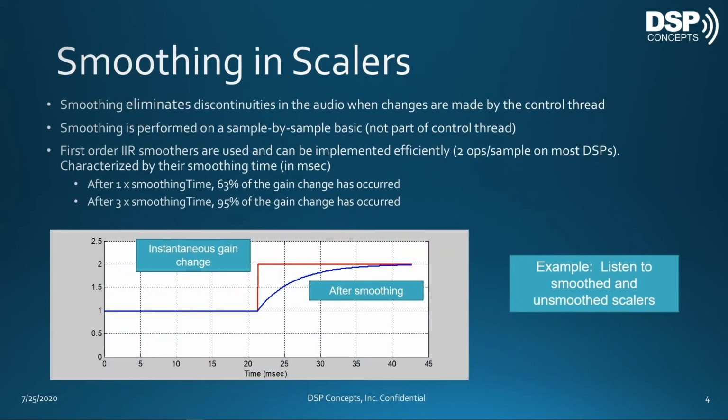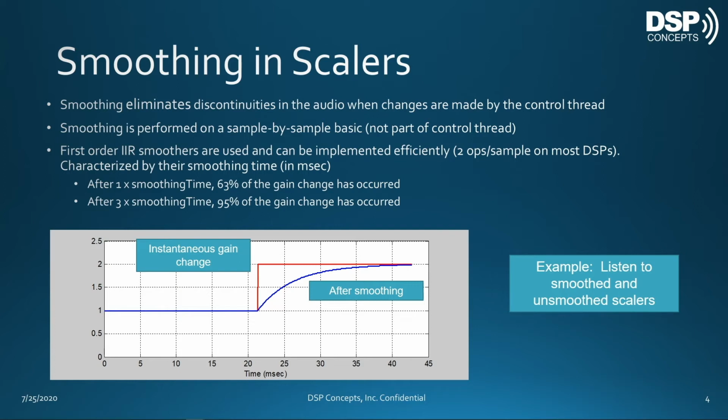A lot of modules have built-in smoothing. For example, the scalars have that. And the smoothing eliminates discontinuities in the audio when you make changes. So when you move a slider, there are no pops or clicks. The smoothing in the scalars is performed on a sample-by-sample basis. It's part of the processing thread, not the control thread. And we use a first-order IIR smoother. That is, we use a first-order low-pass filter as shown below.